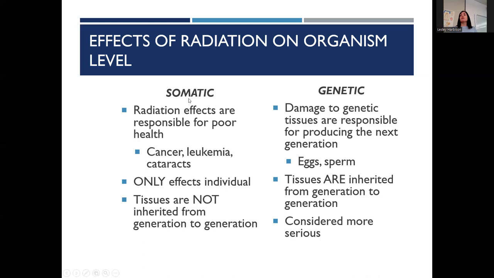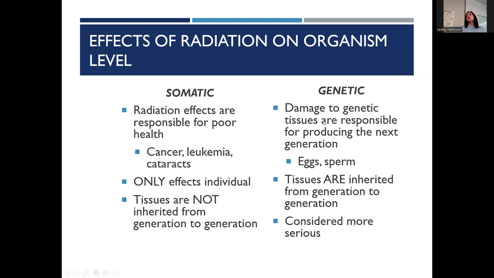Somatic damage from radiation effects is responsible for poor health, such as cancer, leukemia, cataracts. These are all things that can happen to somebody who is having radiation damage to their body at that time. It only affects the individual. Tissues are not inherited from generation to generation. If you get pregnant and have a baby, that baby has their own set of somatic tissue, so it's not going to be damaged.